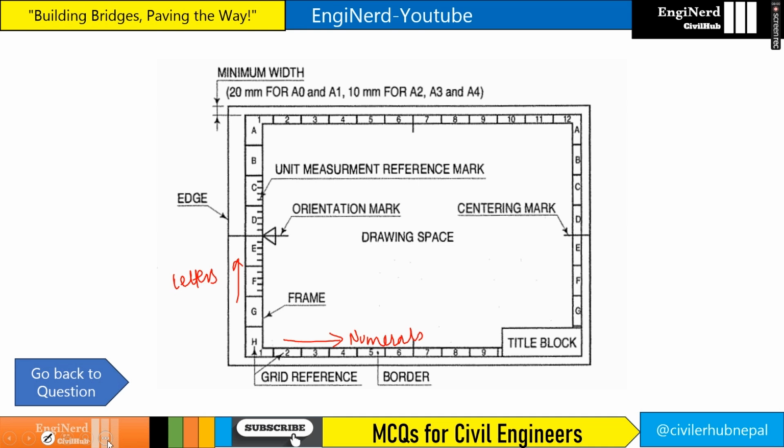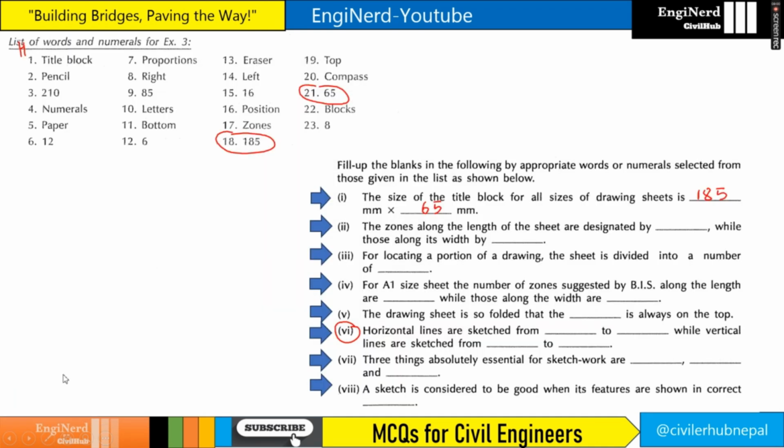So let's go back to the question. Can we find these numerals and letters? Here are numerals, and where are letters? So we can write, along the length it was numerals, right? And along the width it was letters. Similarly, for locating a portion of drawing, the sheet is divided into a number of what? We have already discussed this. They are divided into a number of zones.